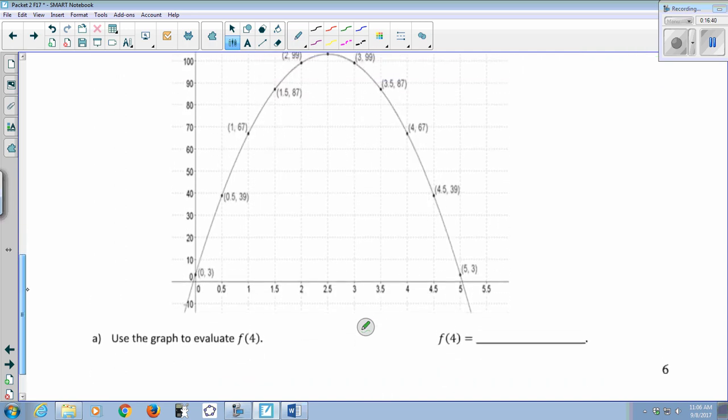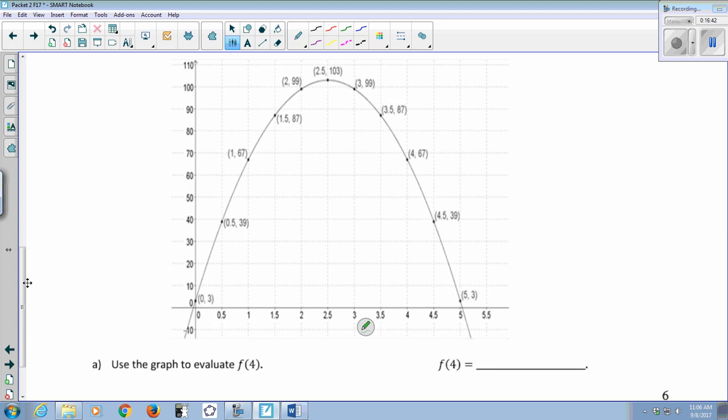So use the graph to evaluate f of 4. So I find 4. 4 is in the parentheses, which means it's an x. So I find 4 along the x-axis. And then I go up to the graph, and I see that the y value is 67.